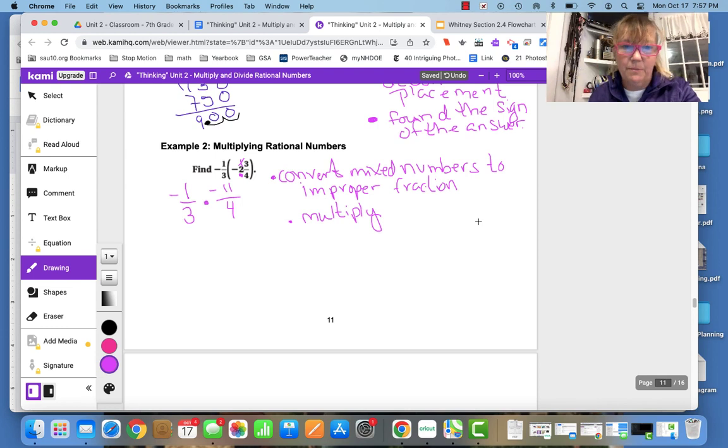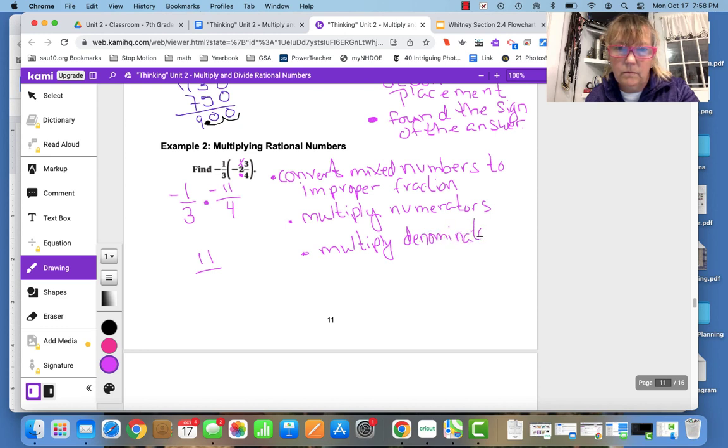So anyway, we're going to multiply the numerators. So we multiply the negative 1 times the negative 11, which gives us a positive 11. And then we're going to multiply the denominators, and 3 times 4 is 12. And we know that a negative times a negative gives us a positive answer. So we know that the answer is 11/12.